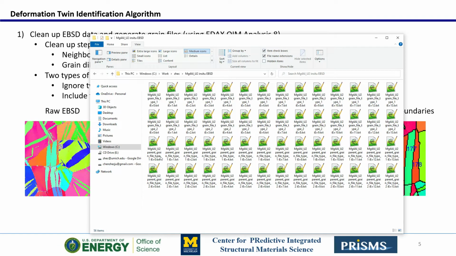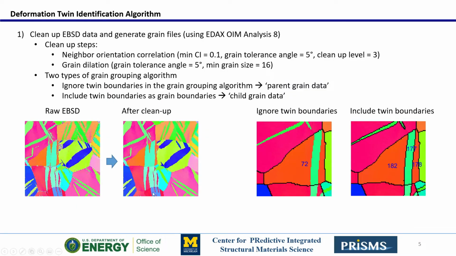For example, this is our working directory. There are 14 load steps. This is what we have. So 14 load steps, and for each load step we have 4 text files. So grain file type 1, grain file type 2, these are the child grain files. And we have parent grain file type 1 and type 2. So these are what we have for data. Okay, back to our presentation.